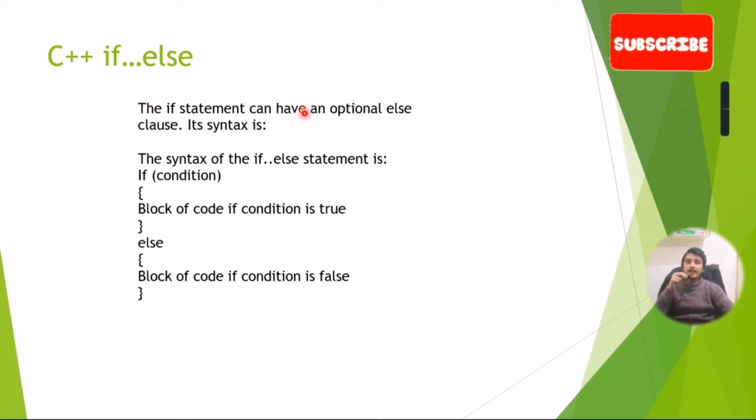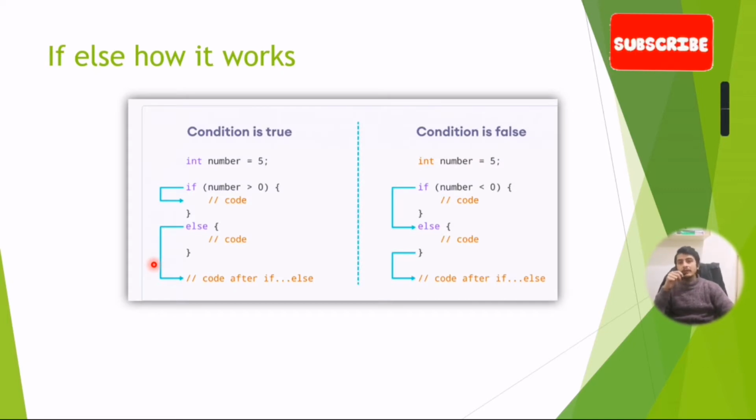If-else statement. The if statement can have an optional else clause. The syntax of the if-else statement is: if condition, block of code to run if the condition is true, else, block of code to run if the condition is false. So if-else means if the condition after the if is true, then it will run this code. If that is not true, then it will run this code. We can learn from this how it works.